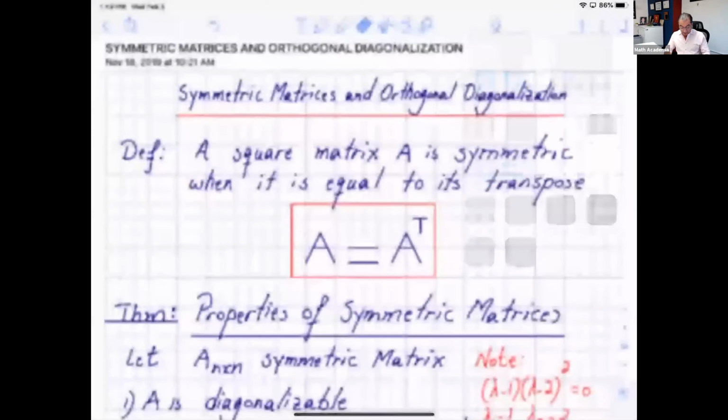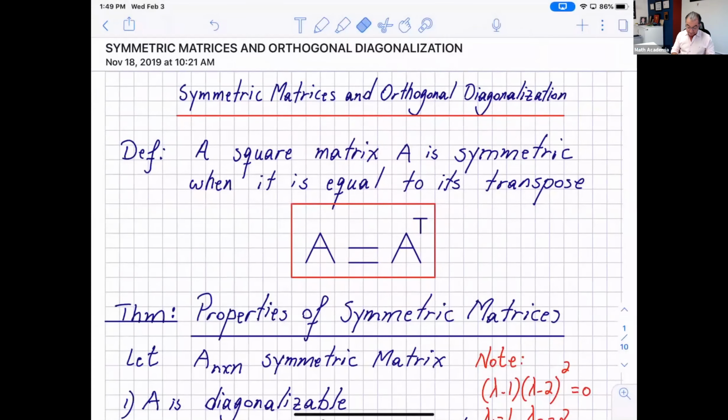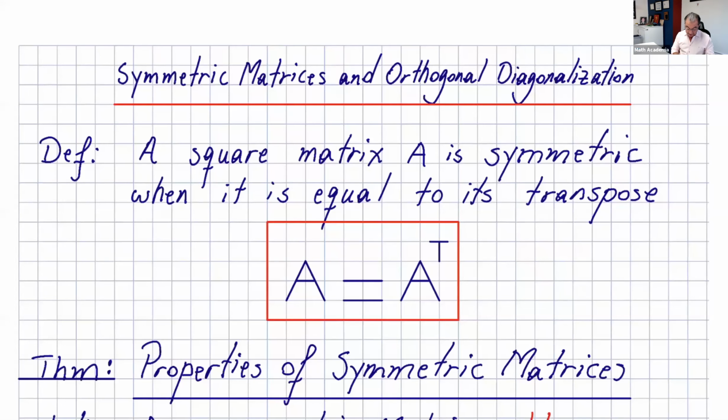Hi and welcome everyone. In this lecture, I want to go over symmetric matrices and orthogonal diagonalization.